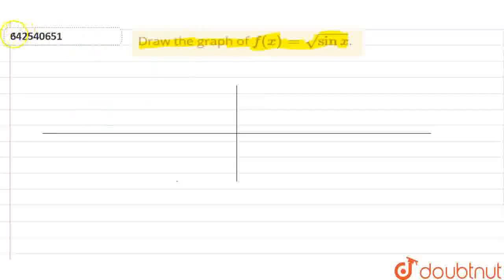Now, what we'll observe in between 0 to pi, this is the graph. In between pi to 2 pi, this is the graph. In between 2 pi to 3 pi, this is the graph. And on the left hand side of the origin, this is the graph from minus pi to 0. Again, minus 2 pi to minus pi, this is the graph. Again, from minus 3 pi to minus 2 pi, this is the graph.